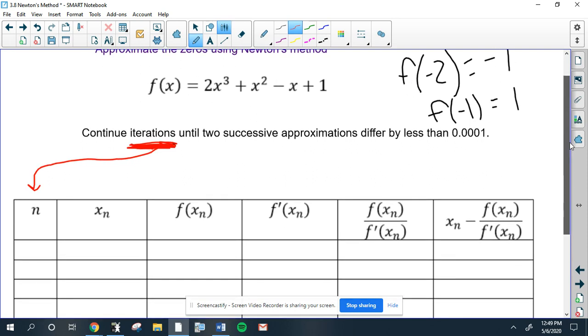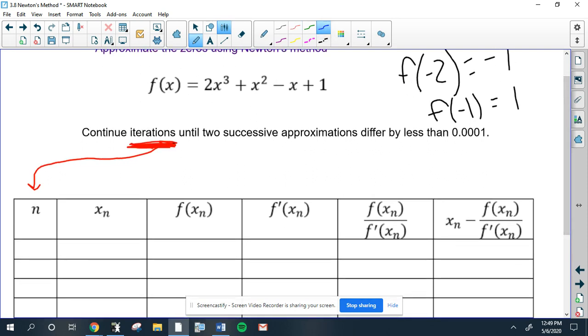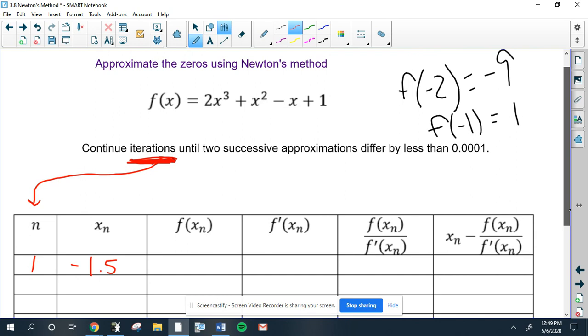So my first guess, which is going to be my first iteration, is going to be, let's just split the difference and go -1.5. That's just a guess. I would say maybe since 1 is closer to 0 than -9, maybe -1.2 would be a better guess. But we'll go with -1.5 because these tend to get pretty close pretty quickly.